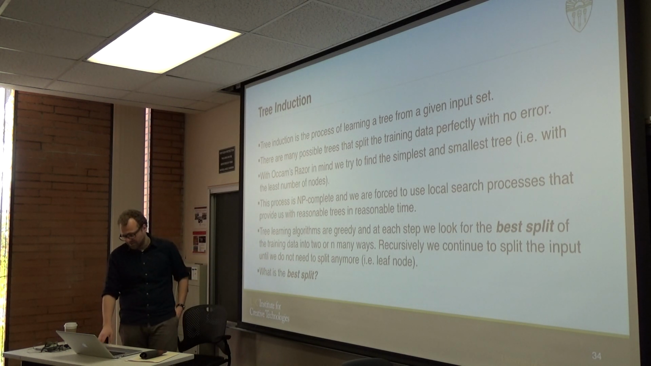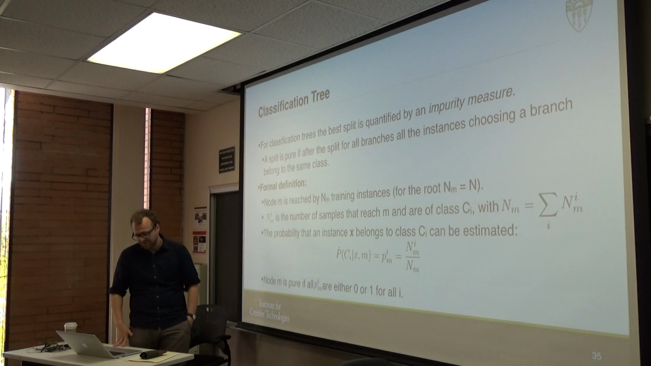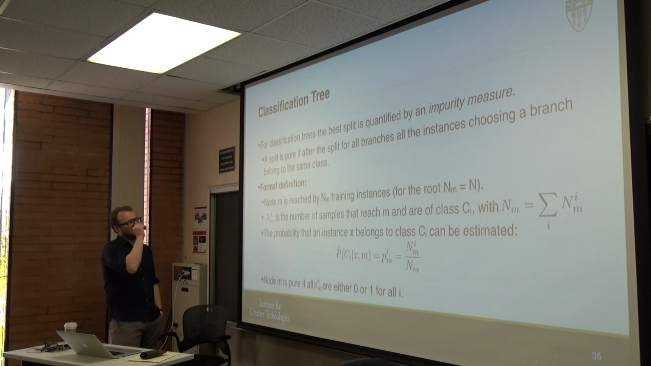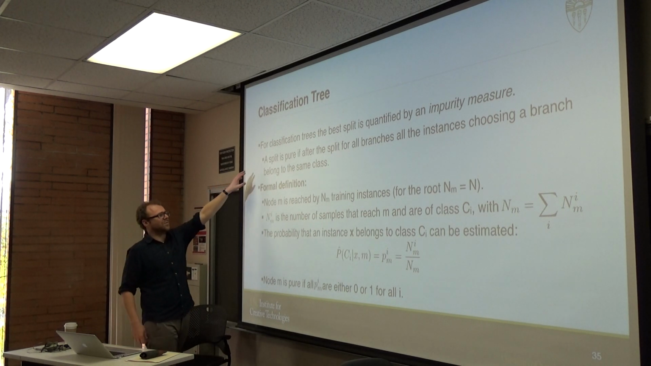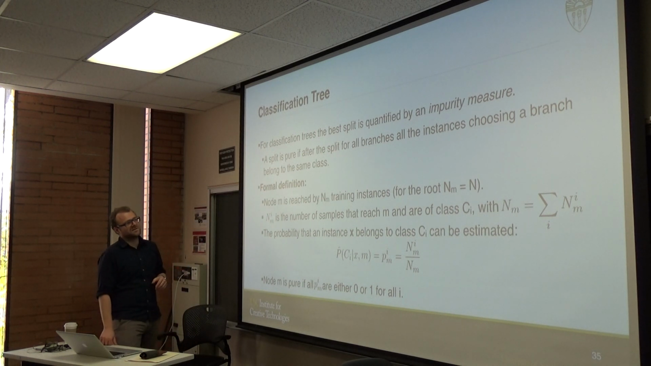But now let's define what is the perfect split, and we talked about this a little bit. For classification trees, the best split is quantified by the impurity measure. An impurity measure could be, as I said, entropy, it could be Gini index, it could be max likelihood for a certain class in a split, and so on. We also want to define the word pure. So a split is pure if after branching off we only have one class in one side of the node.